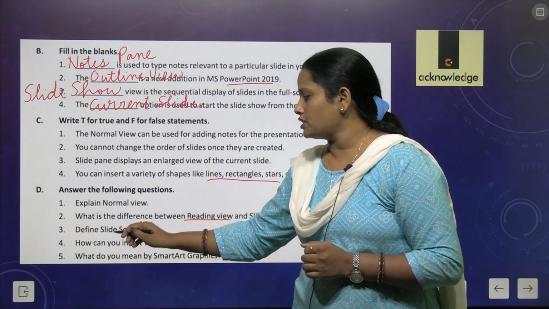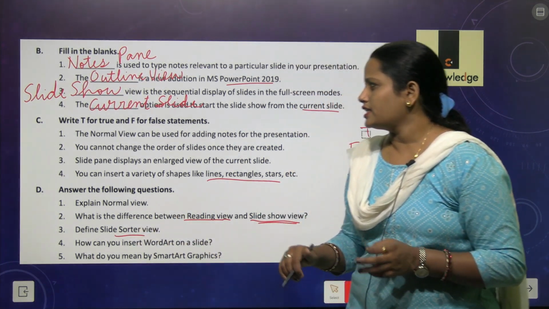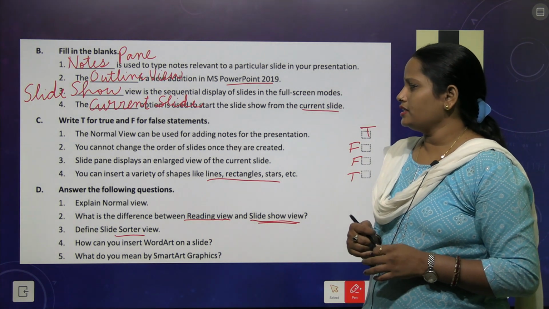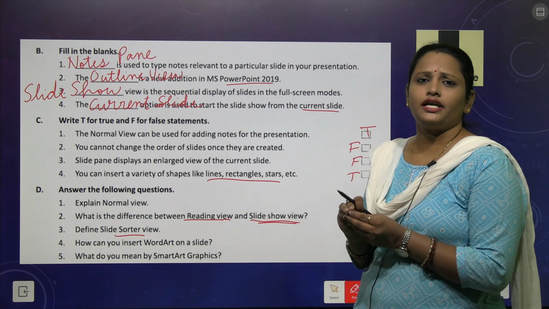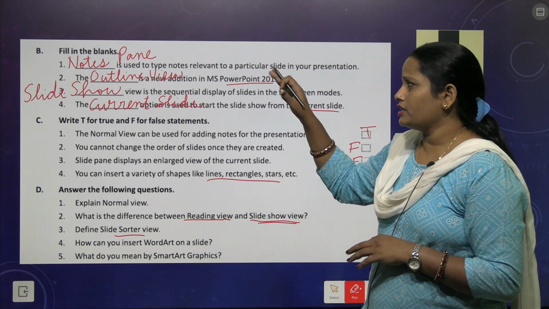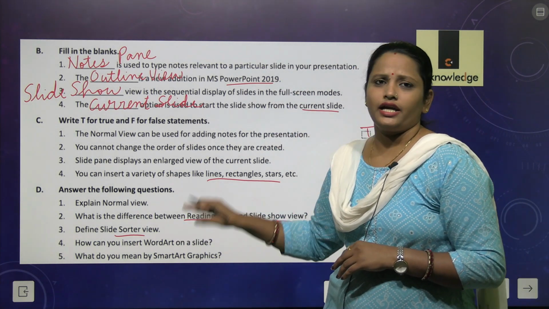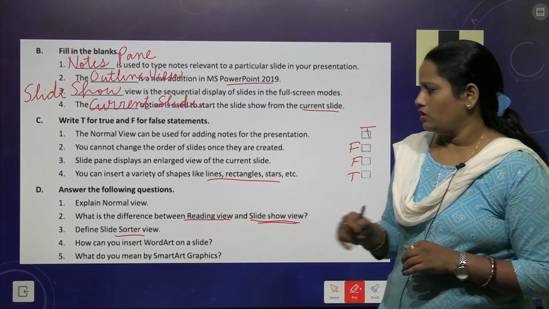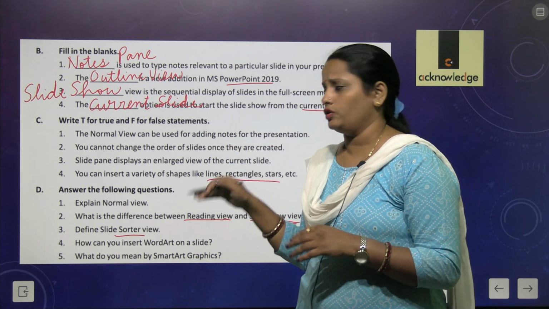Okay. Next is define slide sorter view. What is slide sorter view? Slide sorter view is in which the slides come in the miniature form, means in small form. We can see the details of the slides also in this slide sorter view. We can also edit our slides in this view.